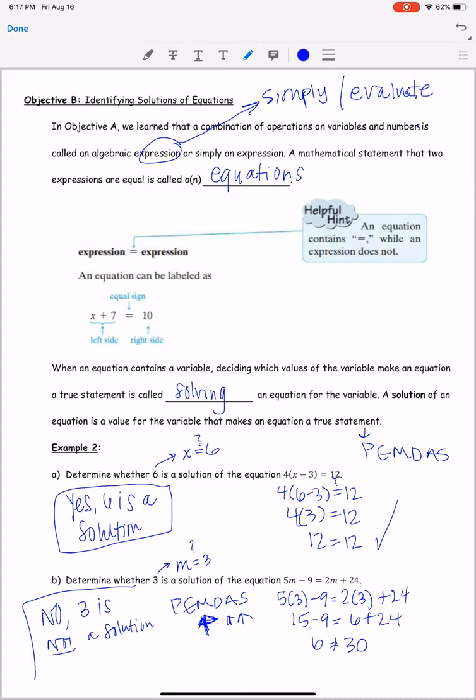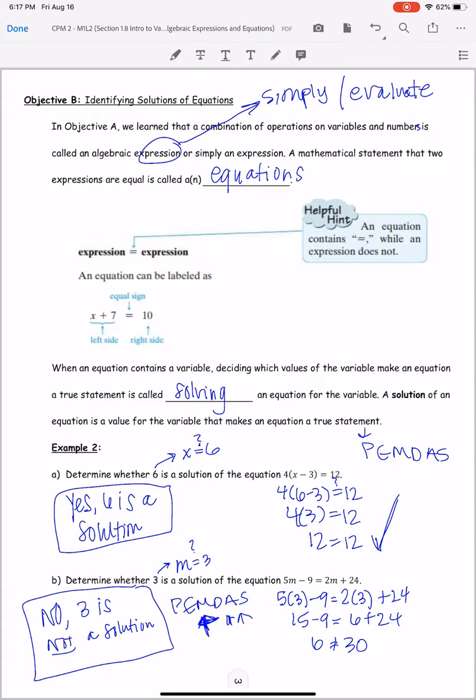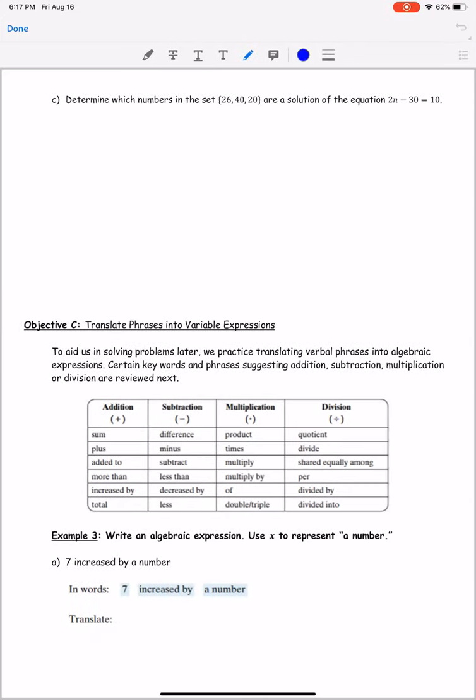So you're just plugging in, seeing if you get a true equation. When you get something like 12 equals 12, then yes, it's a solution. When you get something where a number does not equal another number, then that's no, it is not a solution. Determine which numbers in the set, 26, 40, and 20, are a solution of the equation. So in this one problem, we're checking 3 different numbers.